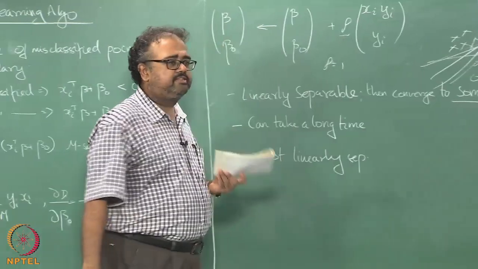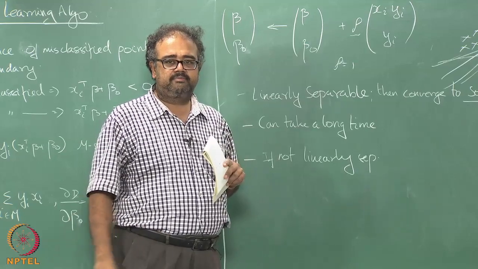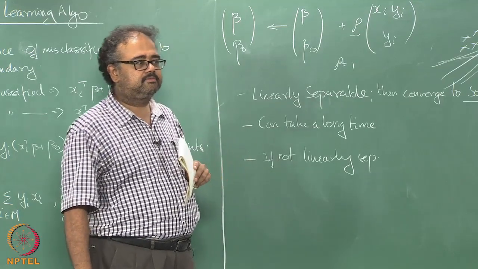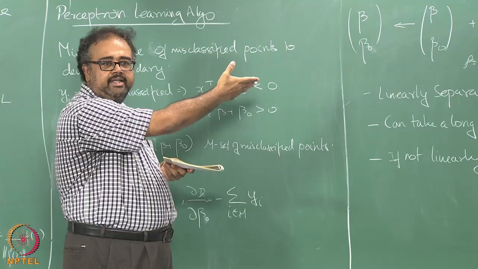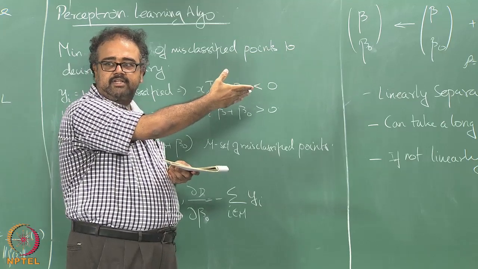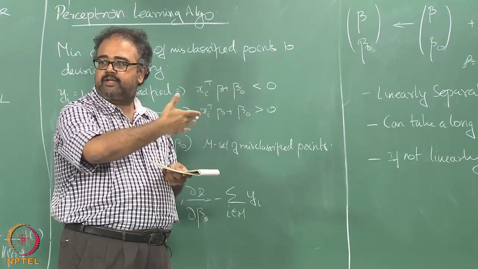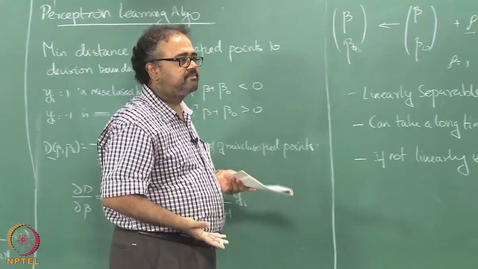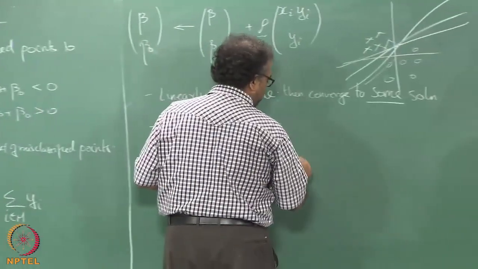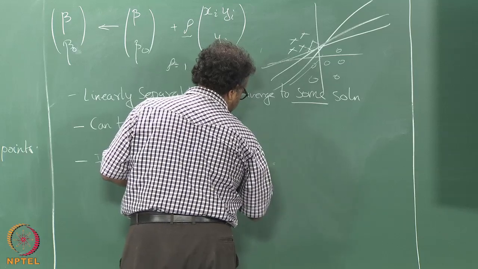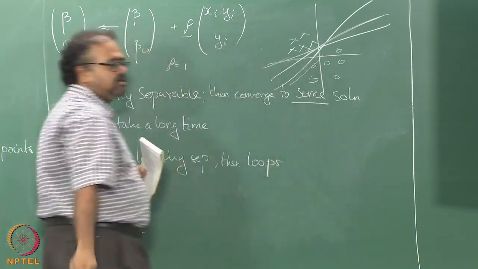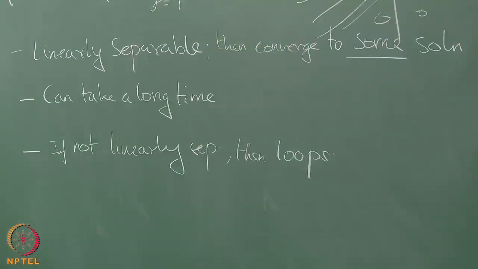If the data is not linearly separable, what will happen to the perceptron algorithm? There will be no hyperplane where M is empty. As long as M is not empty, I am going to keep adding something to the beta again and again. Every iteration I will be changing the beta. If not linearly separable, then it loops basically. But the problem is sometimes the loops can be very large.